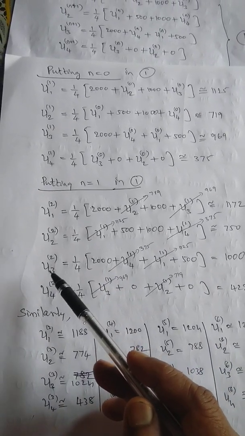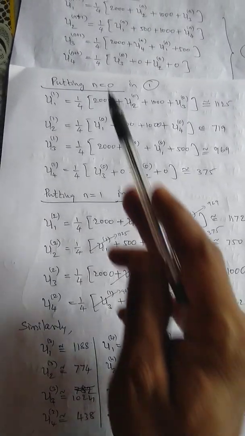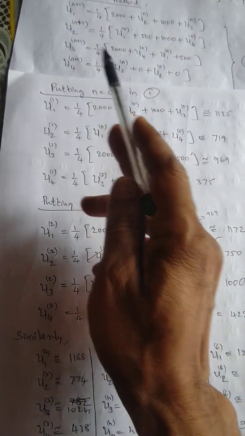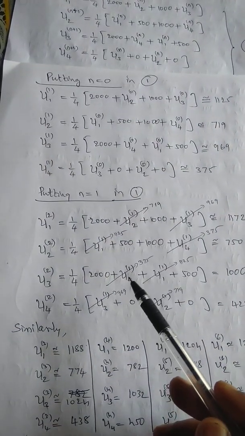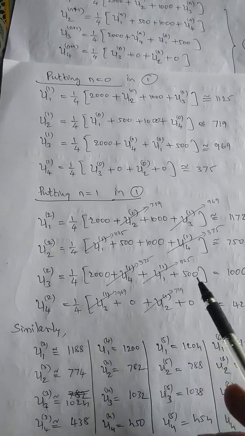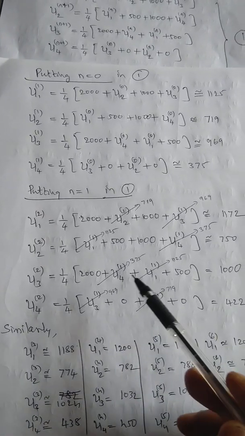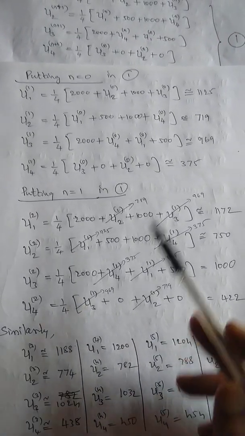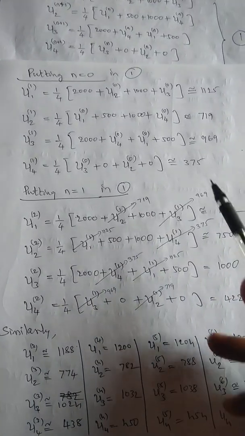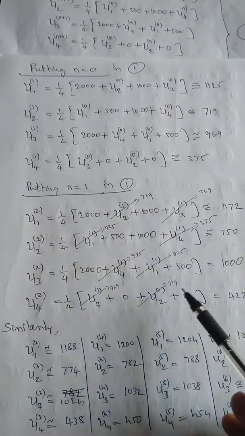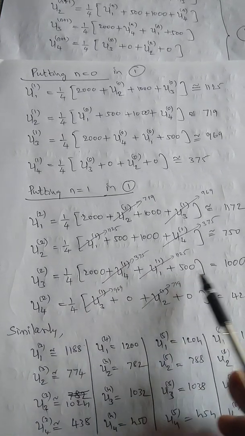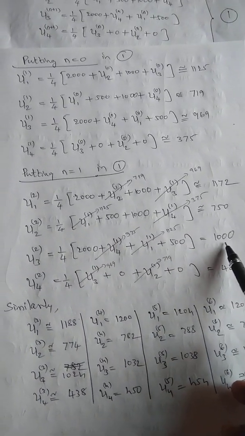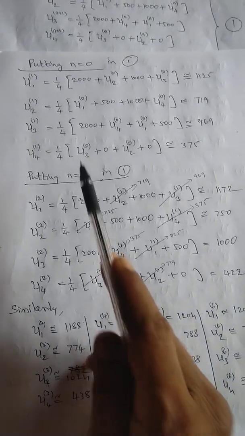Second approximation of U3, putting n equal to 1 in the third equation, we have U4 1 plus U1 1 plus 500 plus 2000. Substituting U4 1 as this and U1 1 as 1125, this plus this plus this plus this is equal to 1000.